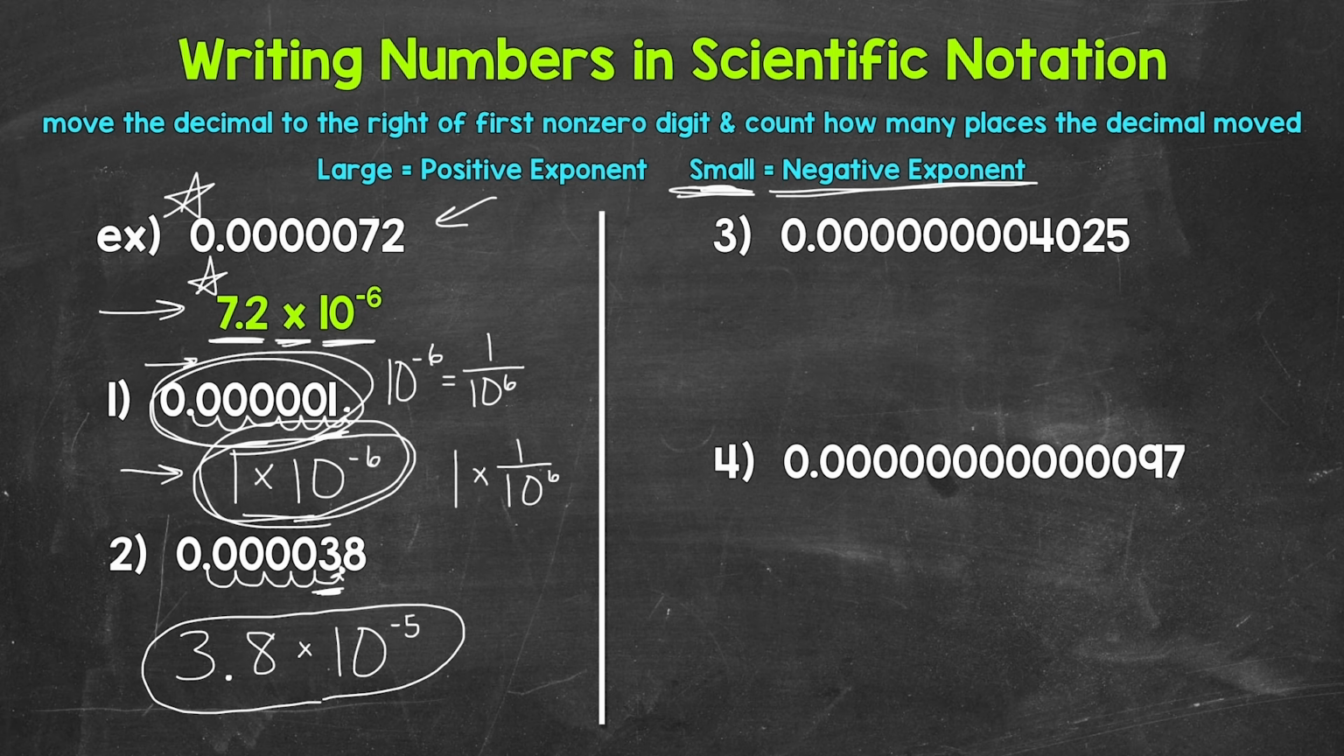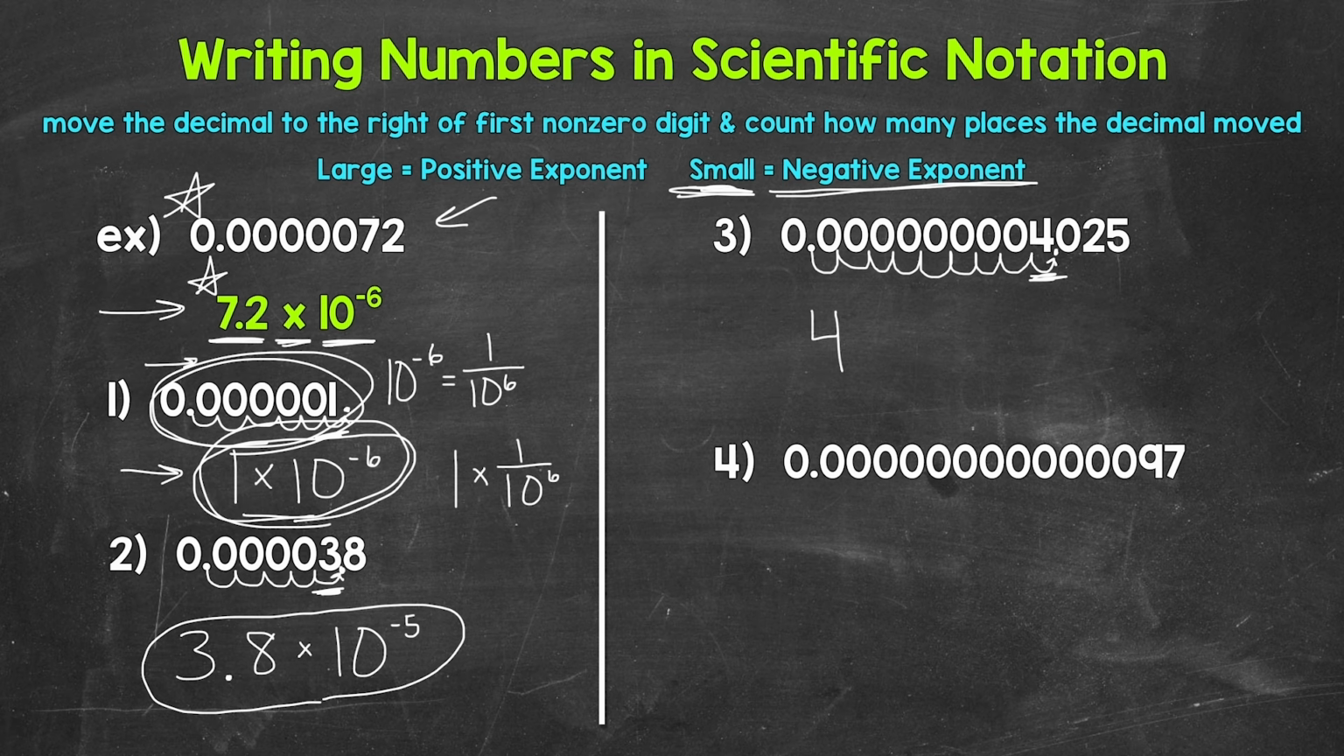Let's move on to number 3, and we can start by looking at this number from left to right and finding that first non-zero digit. So what's the first non-zero digit that we come across? Well, this 4 right here. So we need to put the decimal to the right of that. Let's move the decimal. So once, twice, 3 times, 4 times, 5 times, 6 times, 7 times, 8 times, 9 times. So the decimal is to the right of that first non-zero digit now.